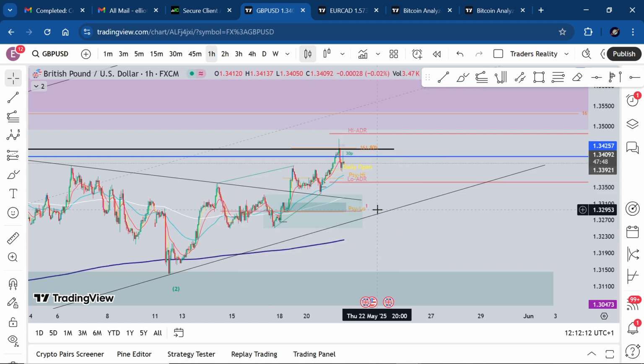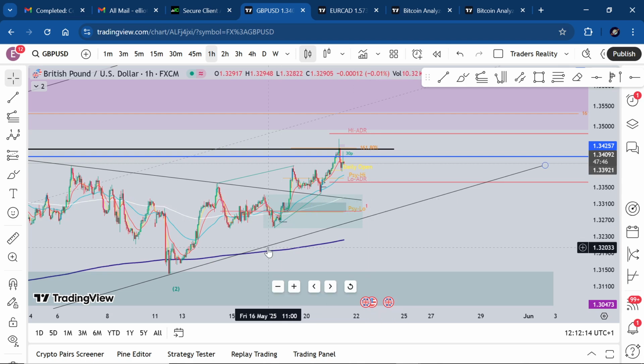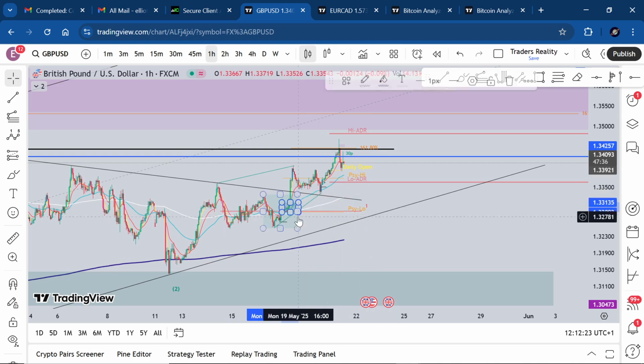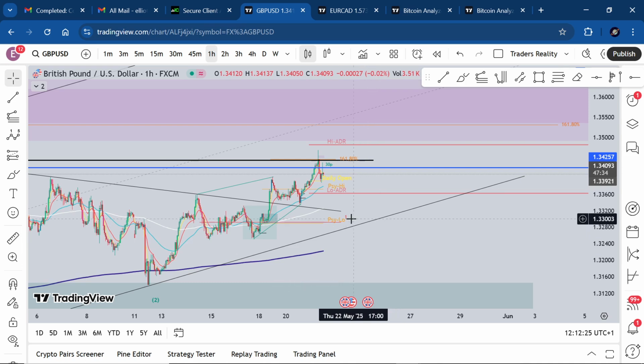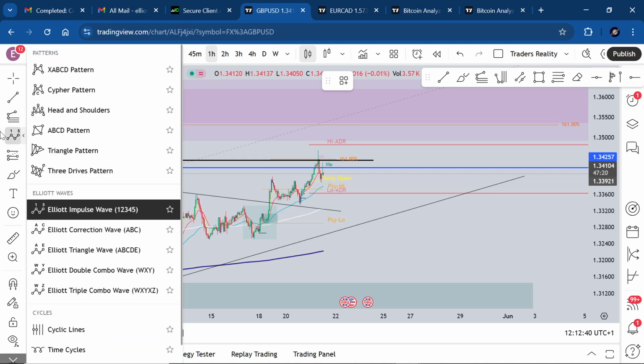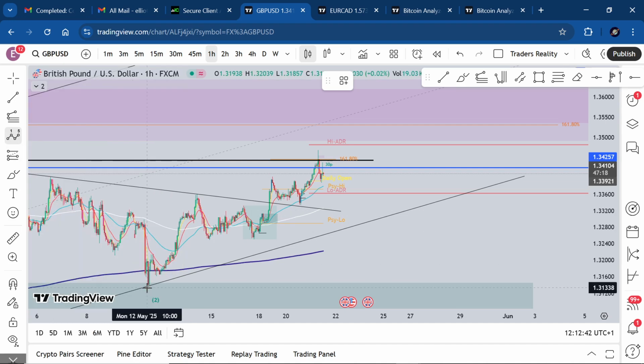And expanding diagonals are extremely rare, and for this to be an expanding diagonal, the third wave would have to be longer than the first wave anyway. So we can put that down. What I'm going to do though is look at the potential of this being a diag like this, because there is a good probability we are having one by the look of it.